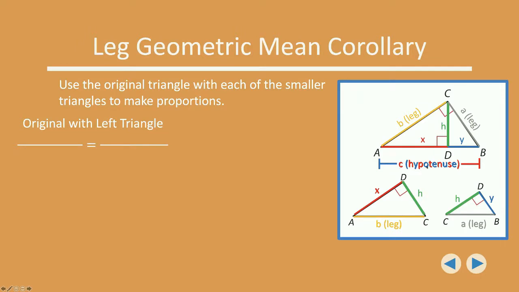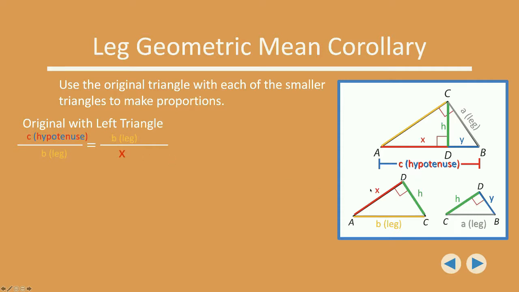We're going to use the original compared to the left triangle. What we're going to do here is start with the hypotenuse. This hypotenuse compared to this leg. So we have the hypotenuse over its corresponding side. Notice this is the bottom part of this big original triangle, and here's the bottom of this triangle. So hypotenuse over leg equals leg over, and what did that correspond with? Well, that corresponds with x.